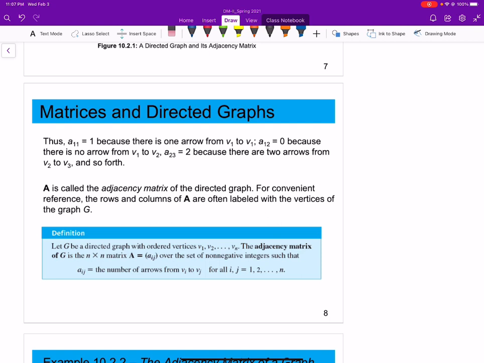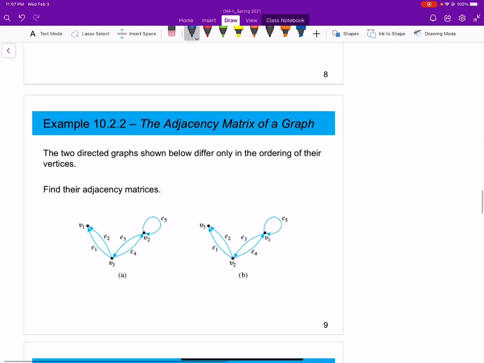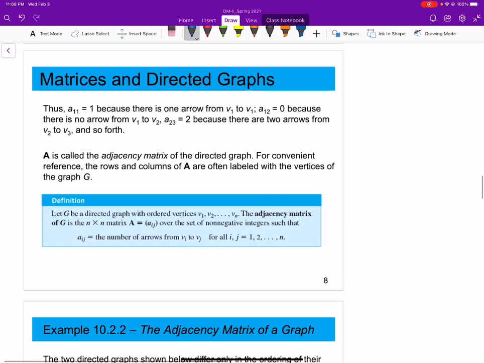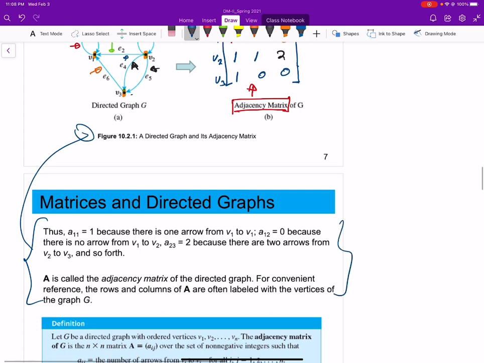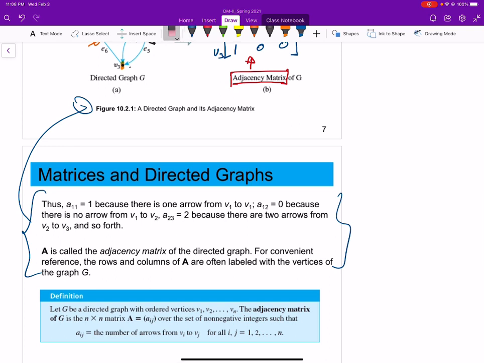All right, so let's go to the next slide: matrices and directed graphs. Give me a second. Thus, this explains everything that I explained earlier, everything I explained right here. This explains the problem, how it works. Let me read it because I have already explained it.